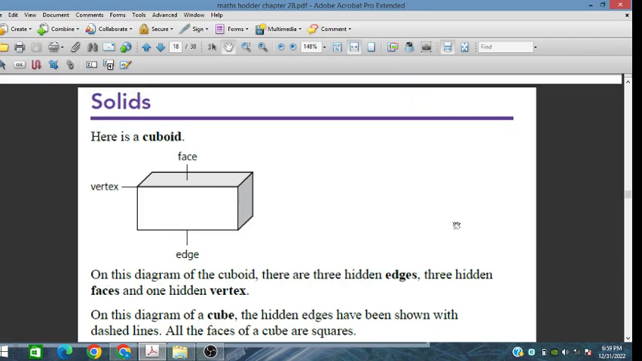Bismillahirrahmanirrahim. In this session, we will discuss some solid shapes. Here is a cuboid, and a cuboid is a three-dimensional shape, which is also called a solid.